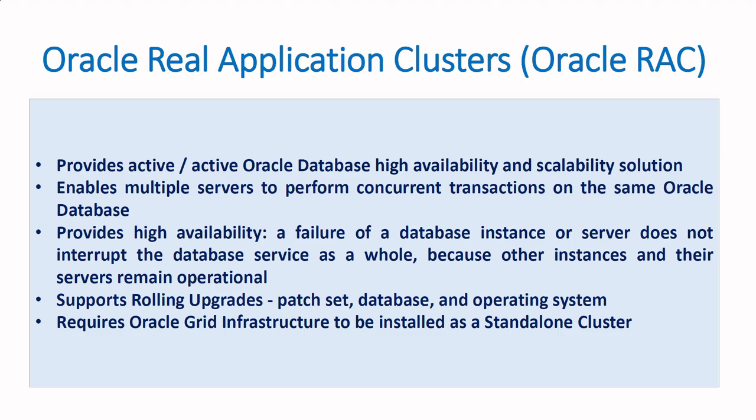Some applications will be connecting via server 1, some applications will be connecting via server 2, or cluster member 1, cluster member 2, or cluster node 1, cluster node 2. You can call them anything. These are multiple servers, multiple instances, same database. When they update, the transaction gets updated in the same database. So behind the scenes, it's the same database. It needs Oracle Grid Infrastructure to be installed. It supports rolling upgrades, patch set, database and operating system, and it is an active solution.